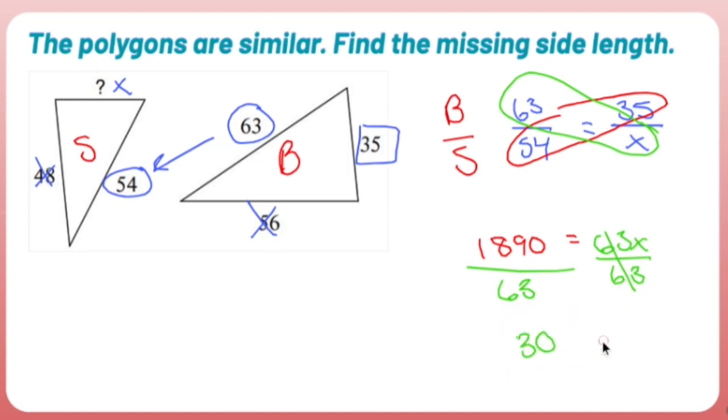So 30 equals x, x equals 30, but I'm not even going to circle x because x isn't even part of my original problem. The figures are similar. Find the missing side length. The missing side length is 30. Okay? That's how it's done.